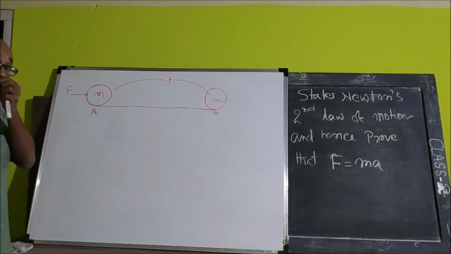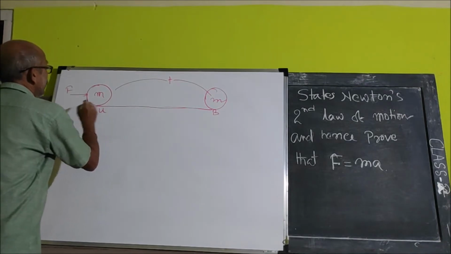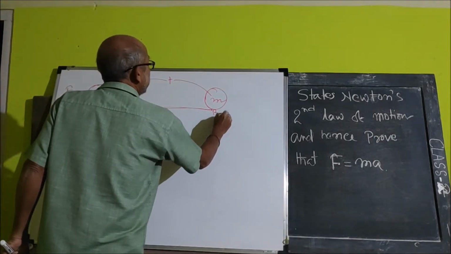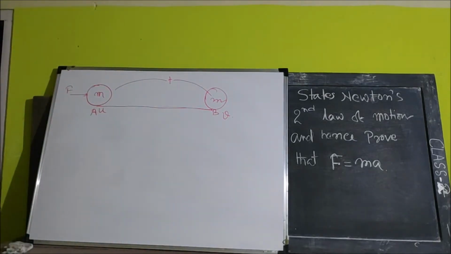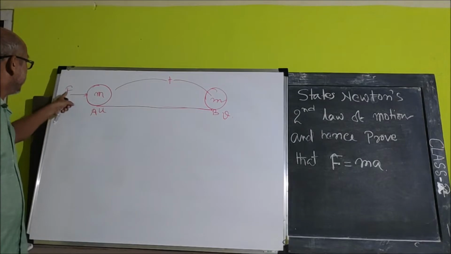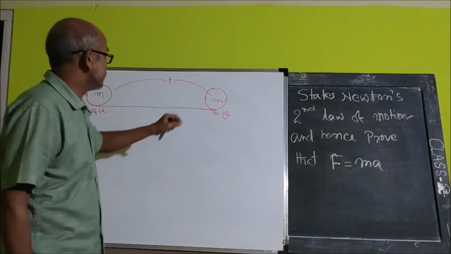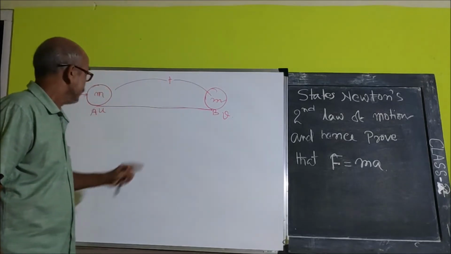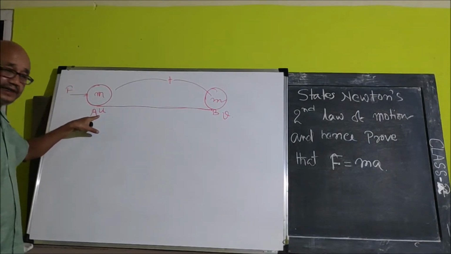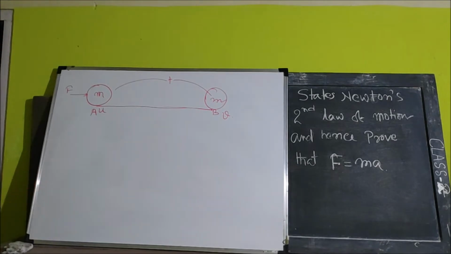Now, the initial velocity of the body at A is u, and the final velocity at point B is v. So there is a body of mass m at point A. When an unbalanced force F is applied, in t seconds this body goes to point B. Let the initial velocity at A be u and the final velocity at B be v. Now, what did Newton say?